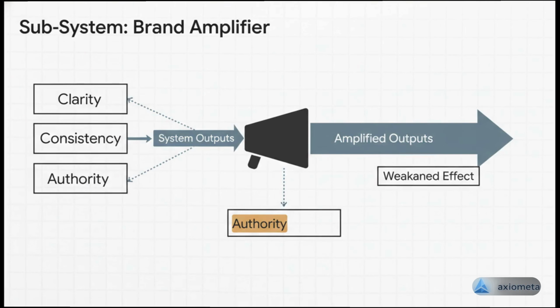The first subsystem, brand, acts as an amplifier for all the other outputs from the system. Clarity defines exactly what the system is for and what problem it solves. Consistency makes sure the messaging is coherent everywhere. And authority, well, that's the accumulated credibility you get from real results, content, and social proof. A failure in any one of these components just weakens the entire amplifying effect.